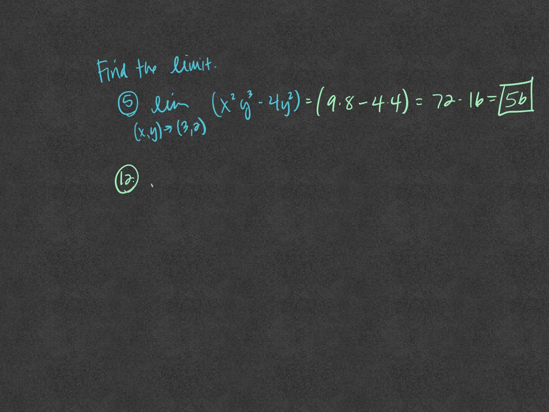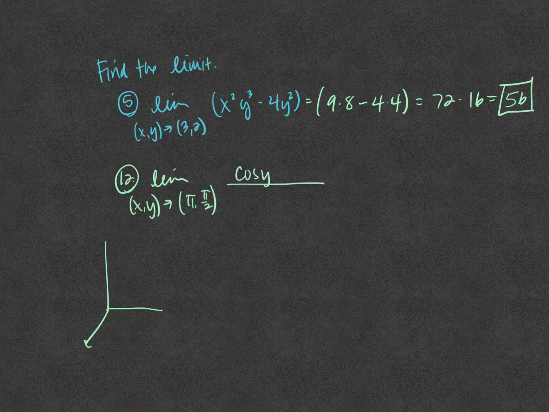Let's look at another one. It says the limit as (x, y) approaches (pi, pi over 2). So what we're really looking at is as x approaches pi and as y approaches pi over 2. So if you think about your 3D graph, you're looking at them coming from those ways. We have a fraction here, cosine y minus sine 2y over cosine x cosine 2y.